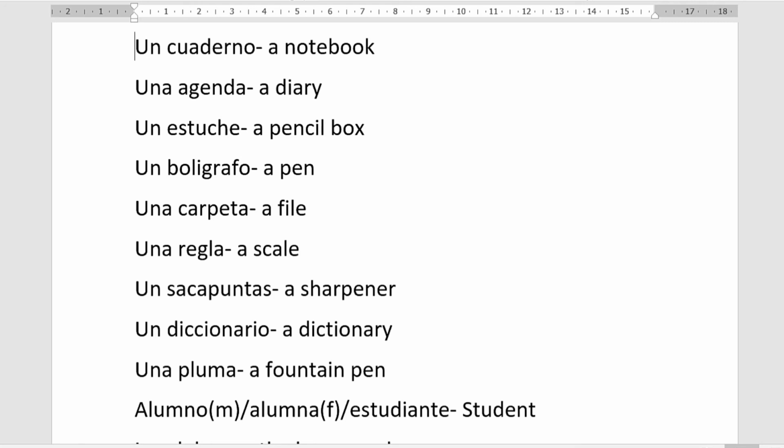These are some of the words that I thought that I should put down, and are very basic words that one should know when we are learning about the classroom objects.